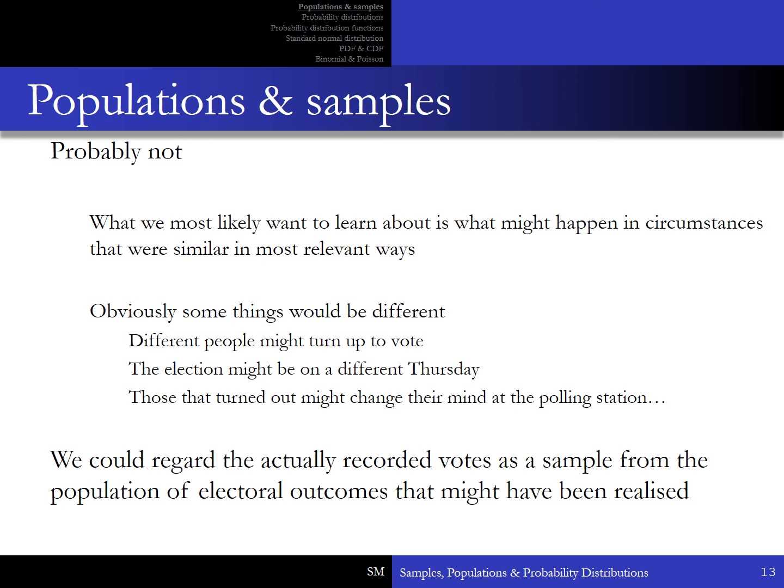What we most likely want to learn about is what might happen in circumstances that were similar in most relevant ways. Now, obviously, some things would be different. Different people might turn up to vote. The election might be on a different Thursday. Those that turned out might change their mind at the polling station. We could regard the actually recorded votes as a sample from the population of electoral outcomes that might have been realised.